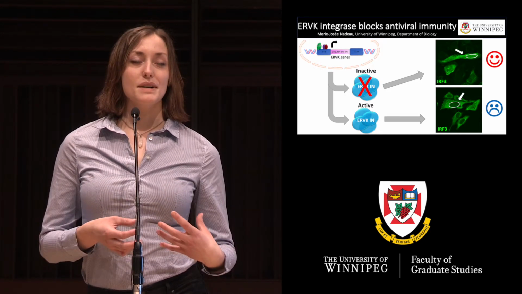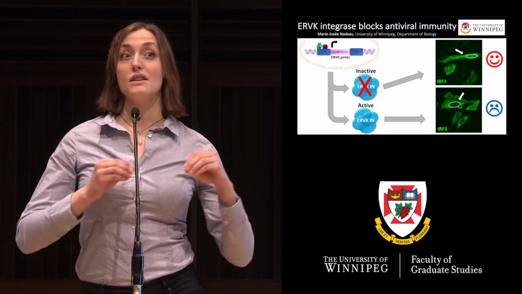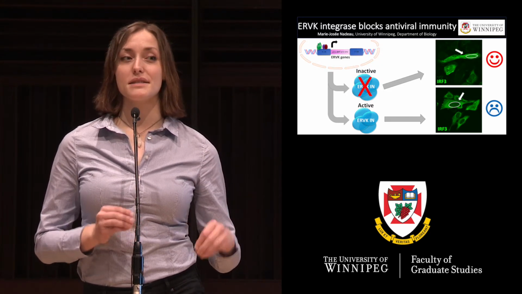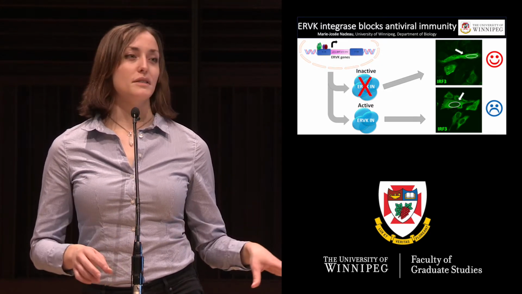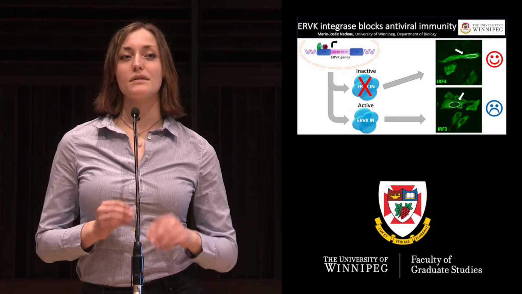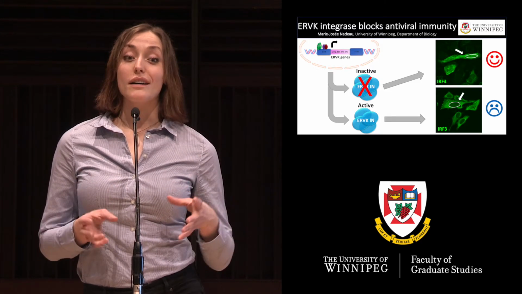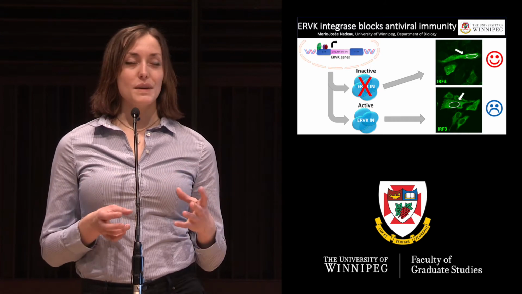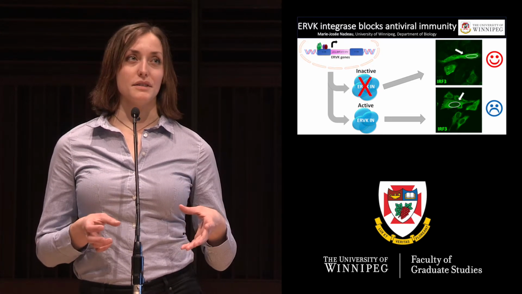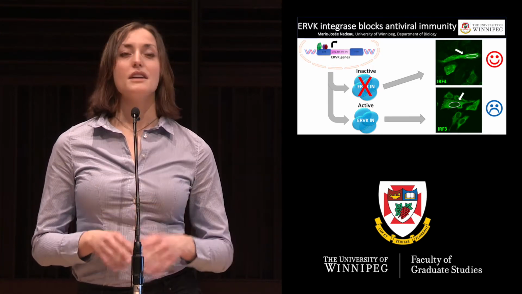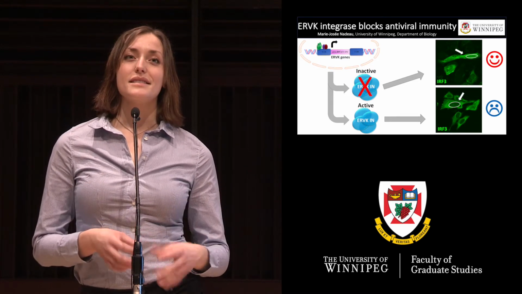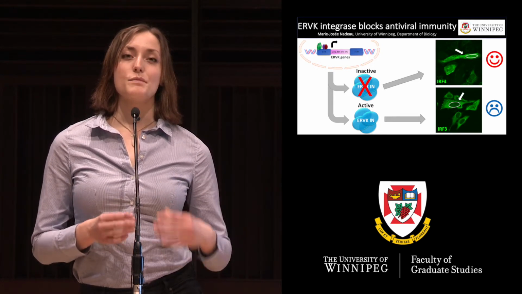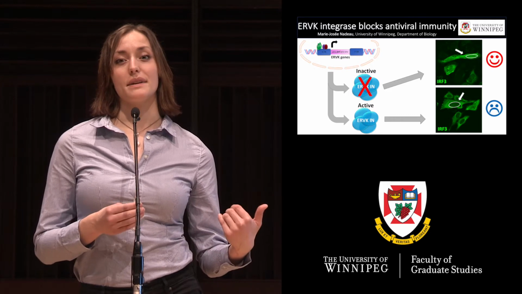When I was imaging my cells, what I saw was that in those not expressing ERV-K integrase, the IRF3 was able to travel to the nucleus, like in the top panel. However, in cells that were expressing it, we can see that it can no longer travel to the nucleus, like in the bottom panel. So what this is telling us is that somehow ERV-K integrase is preventing this immune response from happening.